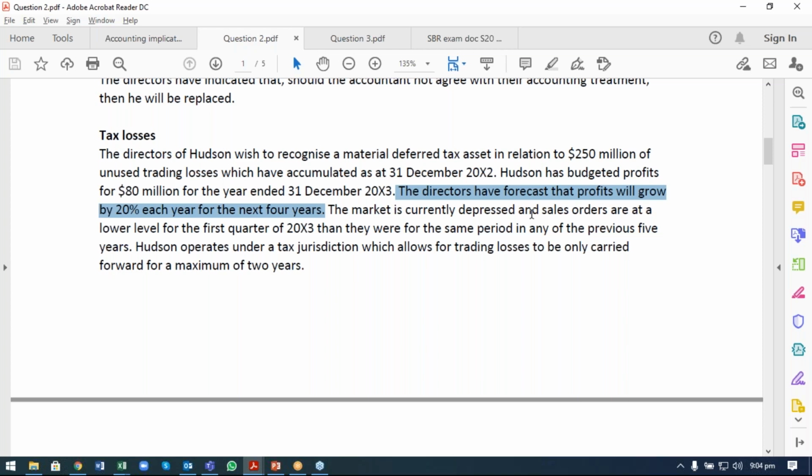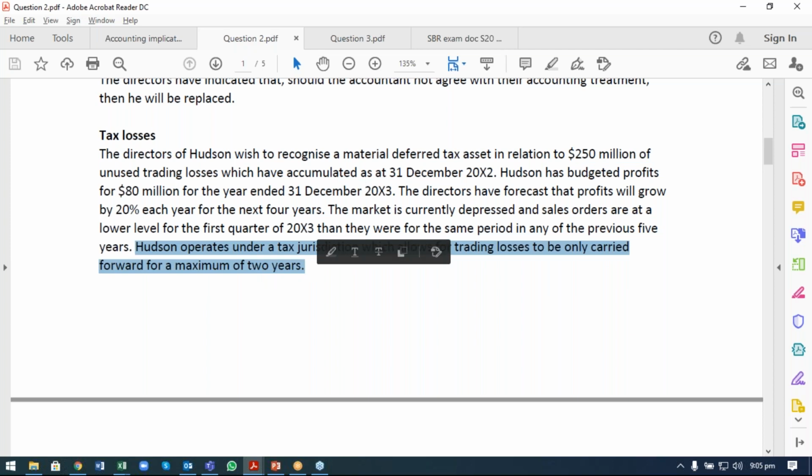So if the directors are asking you to create a deferred tax asset on the 250 million losses, the value is invalid. Hence the accountants should be against the decision of the directors of creating a deferred tax asset in such a situation. Along with it, the tax jurisdiction in which Hudson operates only allows carrying forward the trading losses for the next 2 years only, and not for many other years.